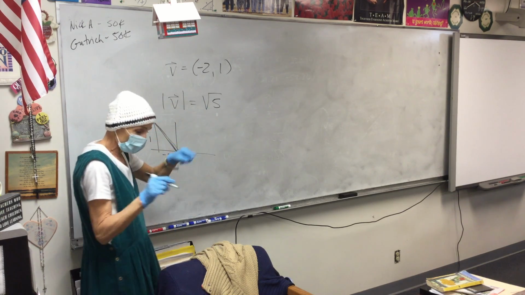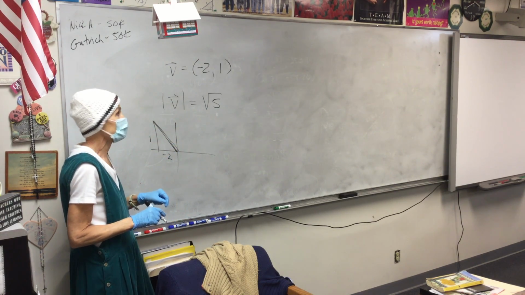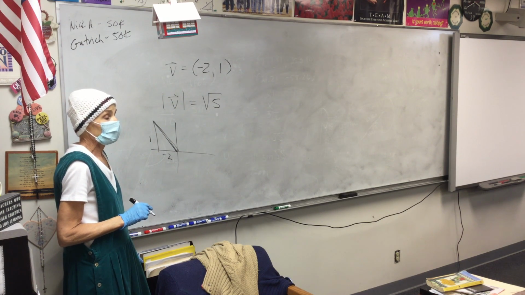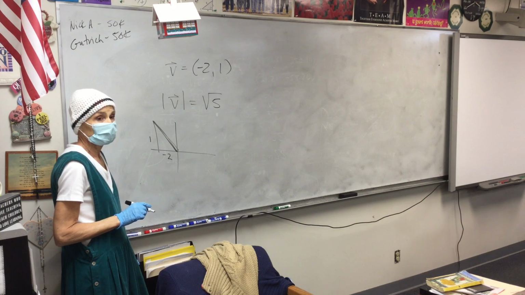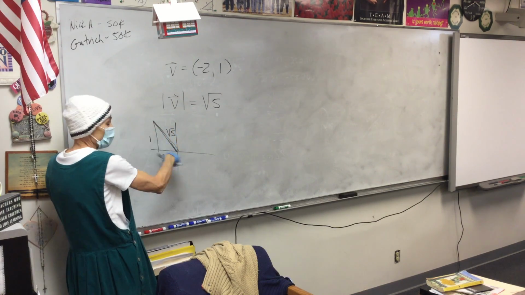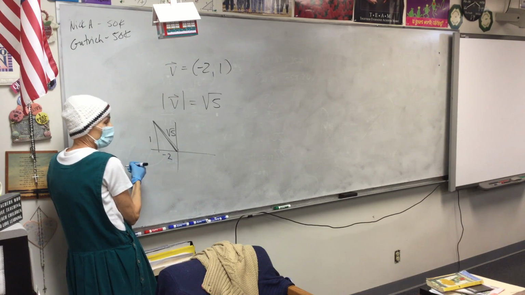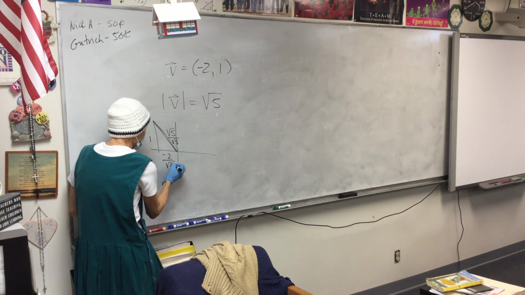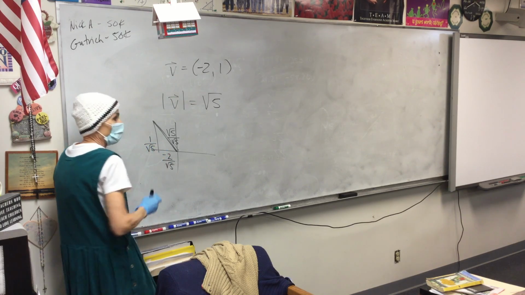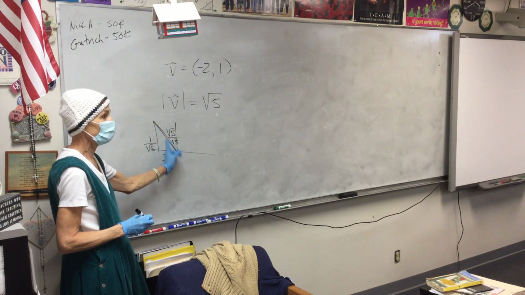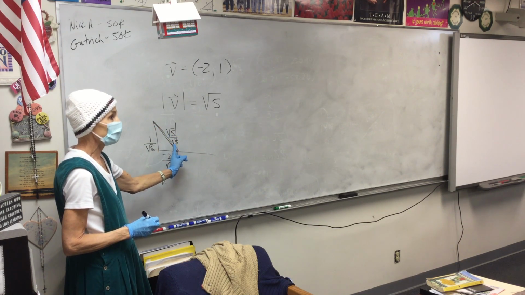All right, so your job in this problem is to make it a unit vector. Now that is really easy to do. All we're going to do, here's the picture, is divide everything by root 5. Now, if I divide everything by root 5, how long is that now? Now it's 1, isn't it?